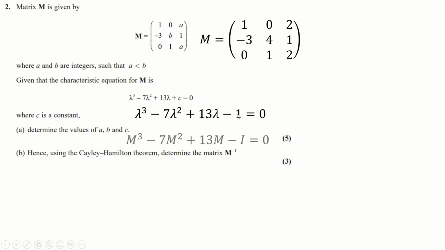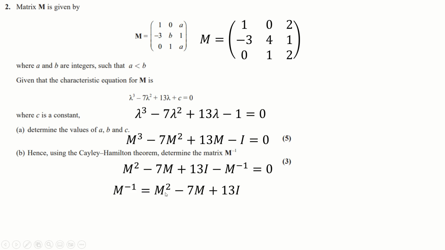Just replace 1 with I, because otherwise this doesn't really make sense. This has got to be a matrix as well. So put M into here, and then front multiply everything by M inverse to make this an M squared, this an M, this just 13I, and this M inverse, and then rearrange, and we get M inverse as this.